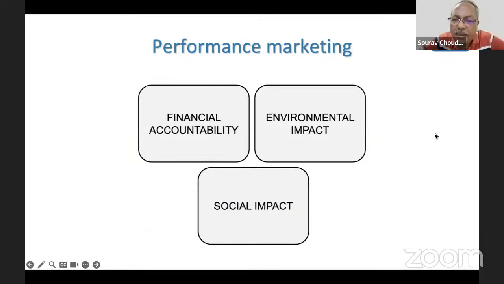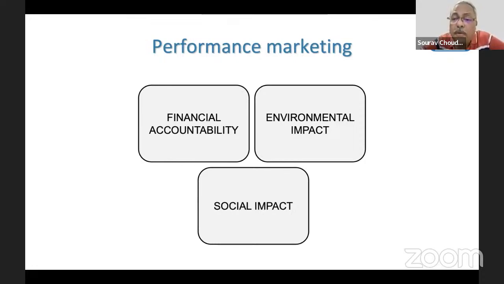Okay. Performance marketing. Performance marketing is basically the outcome, the performance of your marketing efforts, and their impact on three things. It's called the triple bottom line approach. Number one, performance on financial accountability, the profits, not only profits, but financial as well as certain non-financial KPIs like market share, brand equity, and so on and so forth. That's the performance outcome of good marketing.